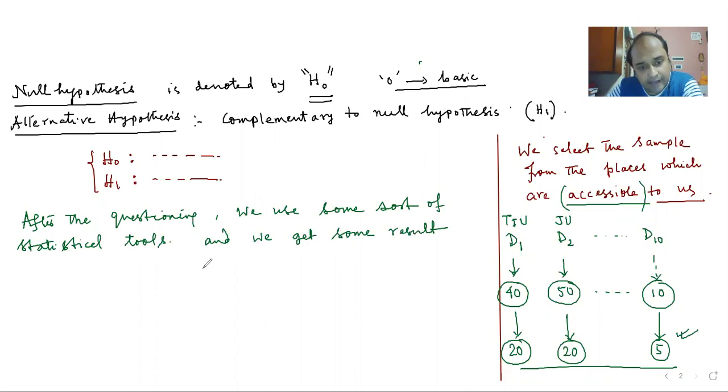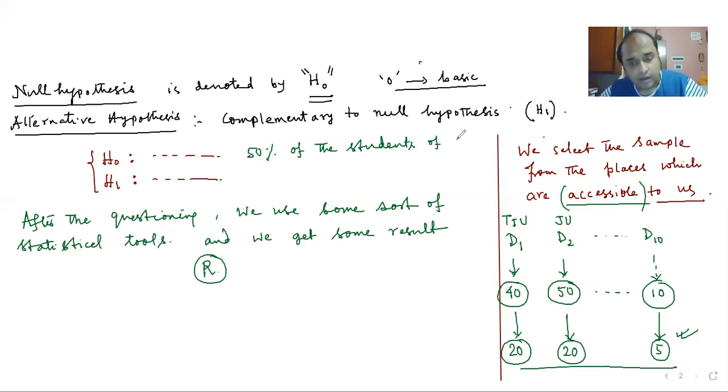Okay, and suppose the result is denoted by R. R stands for result. My null hypothesis is what? My hypothesis was 50% of the students are interested.